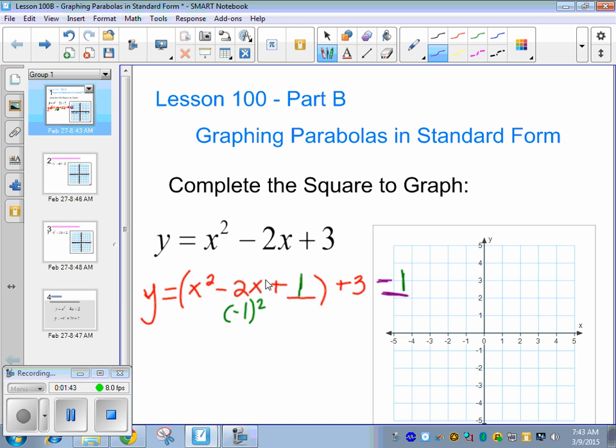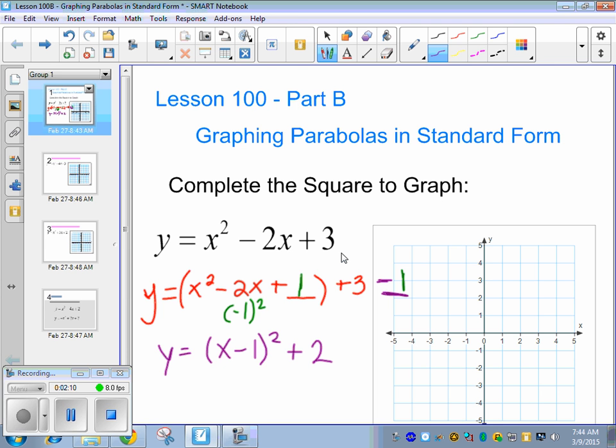Now we have a perfect square trinomial right here. So we could factor it to x minus 1 squared. Right? Always the half goes there. Then I have plus 3 minus 1, so this becomes plus 2. So these two numbers add together. Okay, once we've done this, we review everything we did last time.